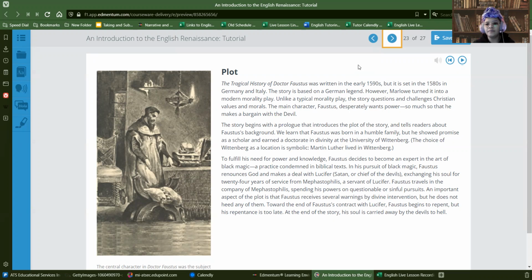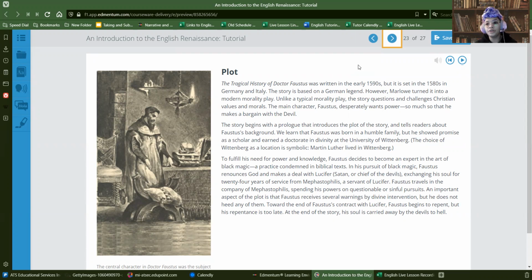So he decides to do research on black magic, which is a practice that in the Bible is said to be wrong. He ends up renouncing God so that he can get more information. He's basically like, well, if the devil has all the information I need, then why am I worshiping God? What I should actually be doing is worshiping whoever will give me the information and power to do what I want.